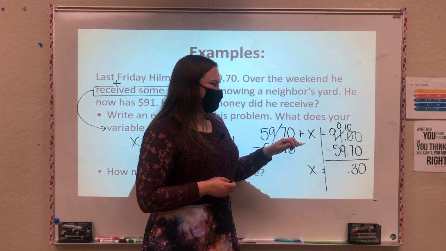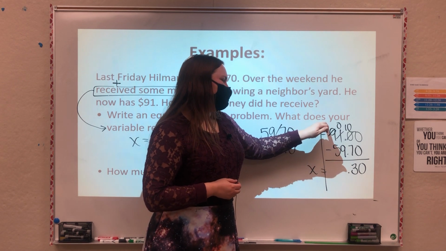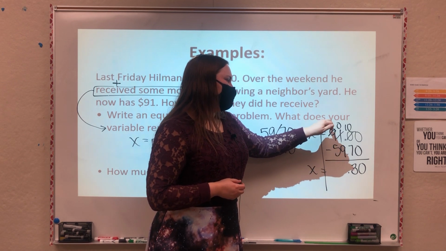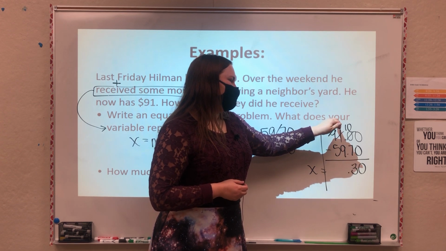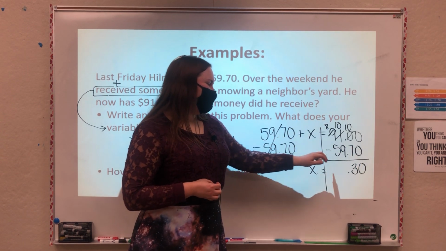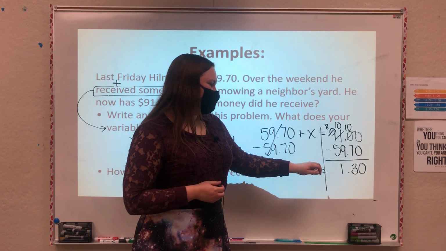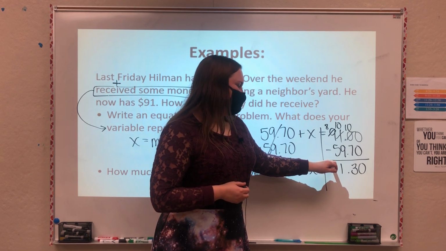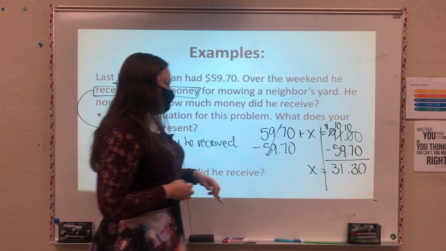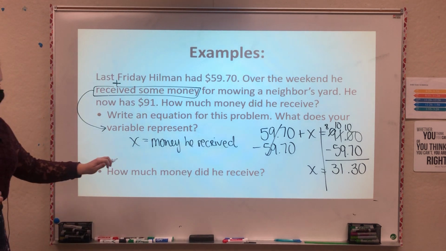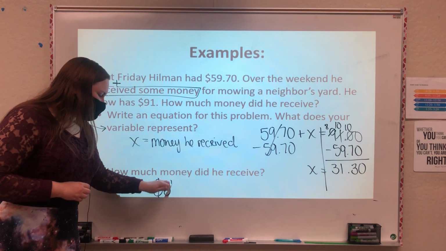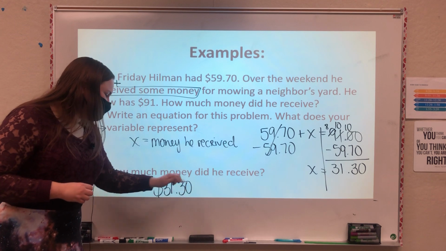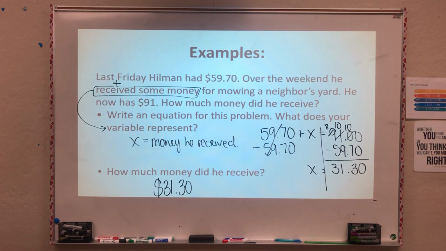We take away 1 from 9, to the remaining 8. 1. Yep. And 3. So how much money did he receive? 31. $31.30. Nice.